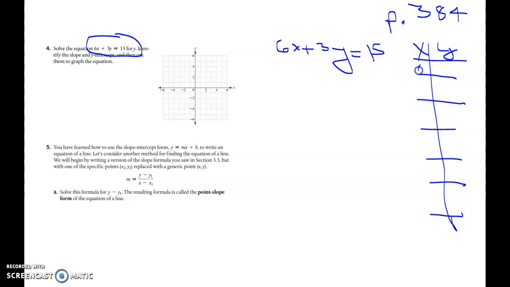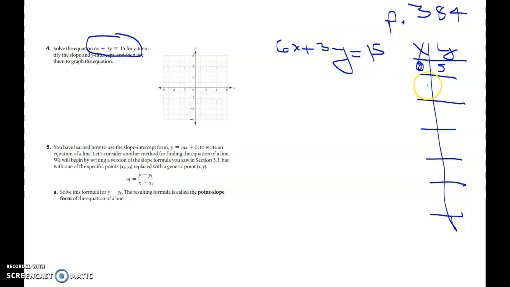So for example, if you sub in 0 for x, you're going to have to do some math. You substitute in 0, 6 times 0 is 0. This isn't too bad. You're going to get 3y equals 15 because this is going to go away. Divide by 3, and you're going to get 5. But then say you're like, okay, that's only 1 point, so I need another point.